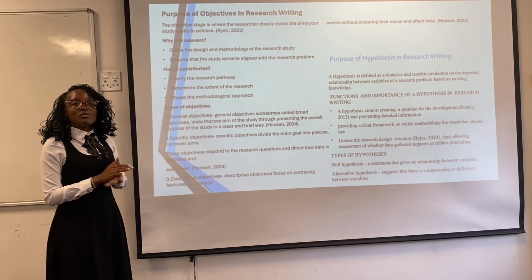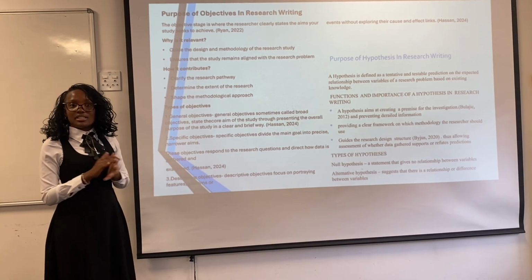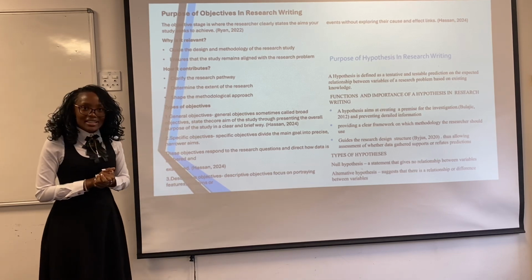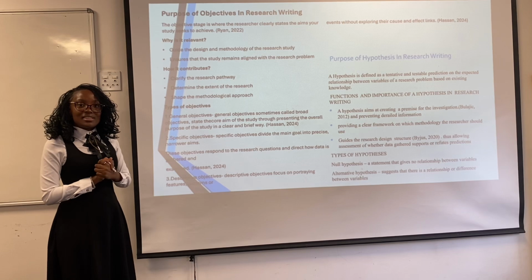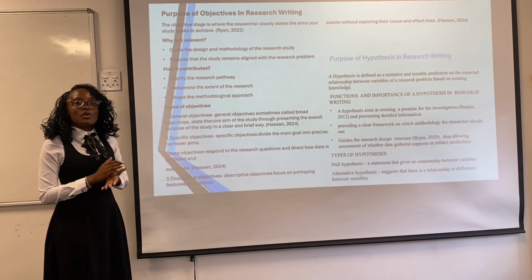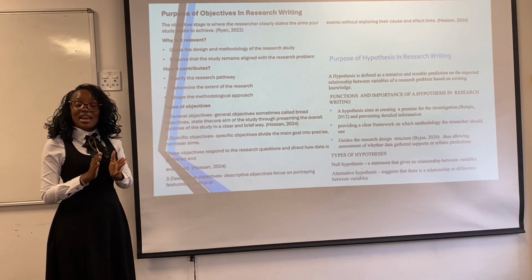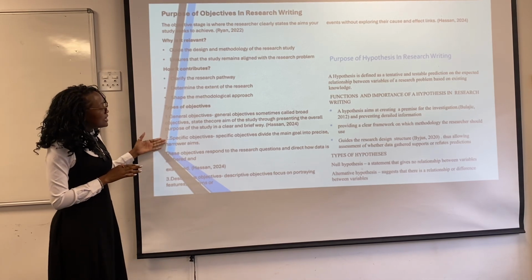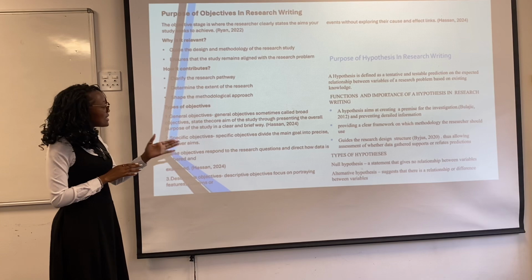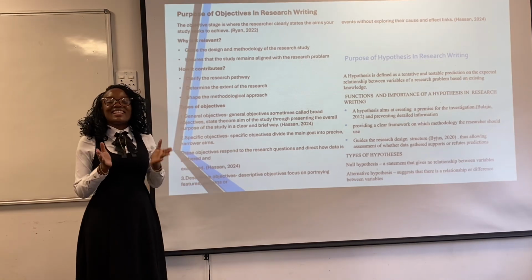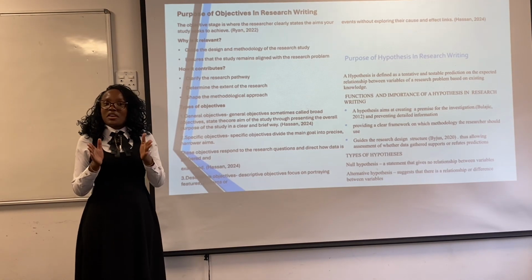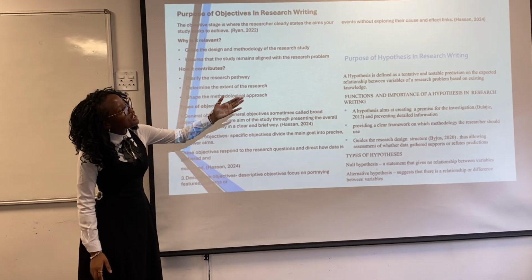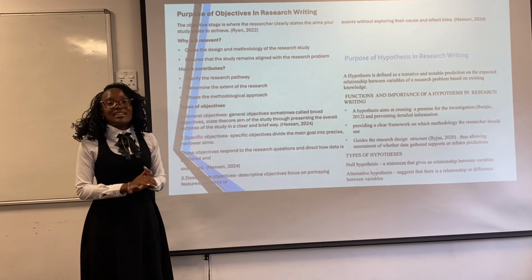Moving on to the types of objectives. We have the general objectives. General objectives, sometimes called broad objectives, state the aim of the study through presenting the overall purpose of the study in a clear and brief way. 2. The specific objective. Specific objectives define the main goal into precise and narrower aims. Thirdly, descriptive objectives. Descriptive objectives focus on portraying features, patterns, or events without exploring their cause and effect links.